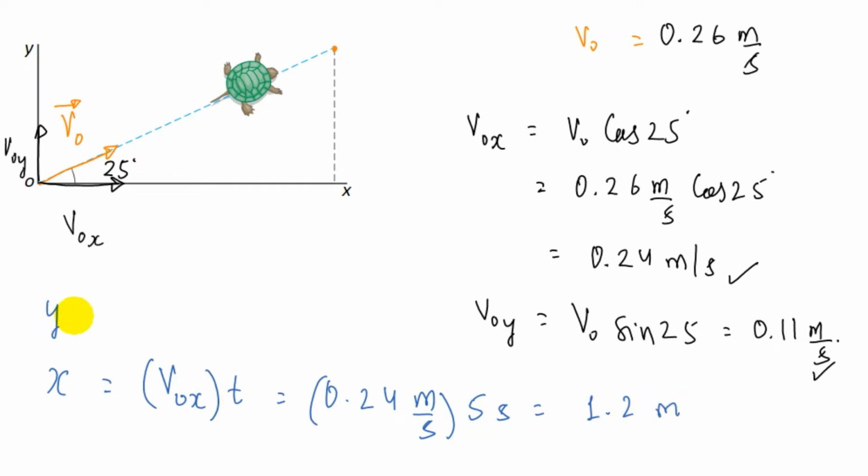Similarly, we can find the distance traveled in the y direction. So speed in the y direction we have 0.11 meter per second, multiplied with time 5 seconds. So that is equal to 0.55 meter. So we obtain the same result that we obtained earlier, and this time we considered the motion separately in x and y direction. Now let's generalize the results.